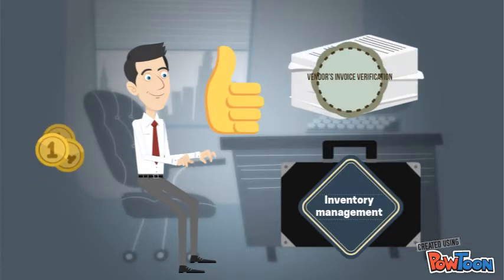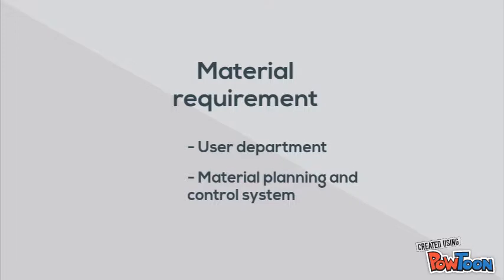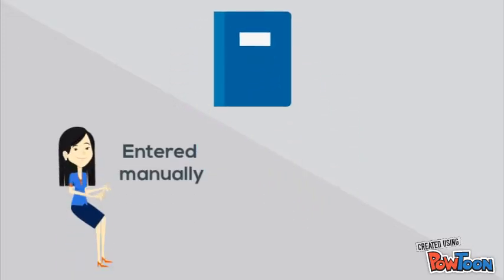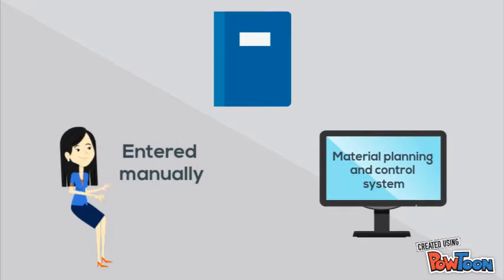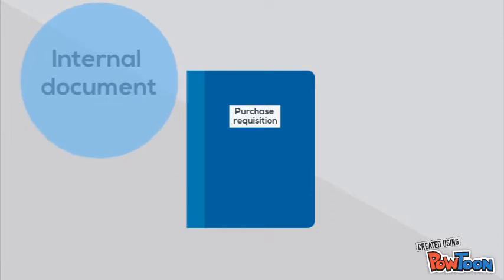Flow of material management. Material requirements are identified either in the user department or via material planning and control. Purchase requisitions can be entered manually or they can be generated automatically by the material planning and control system. A purchase requisition is an internal document that requests to procure a certain list of material.